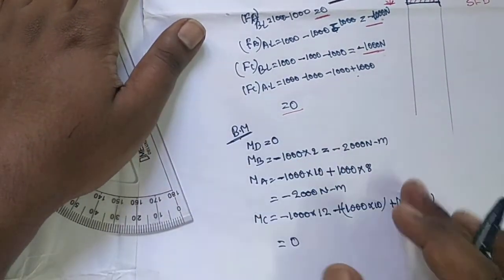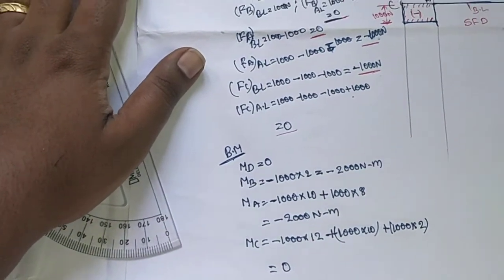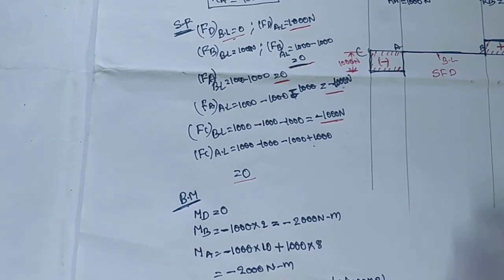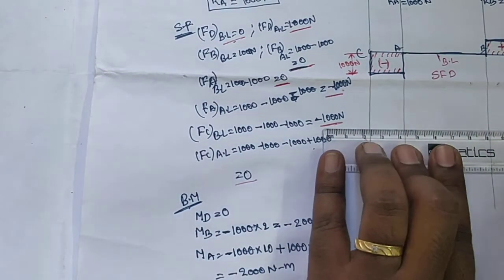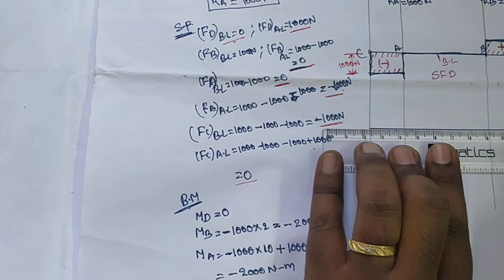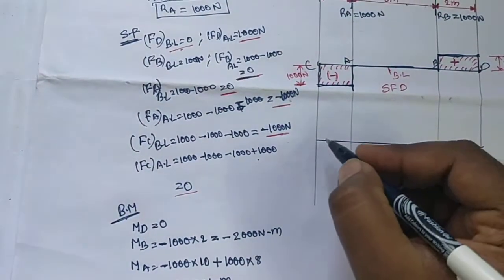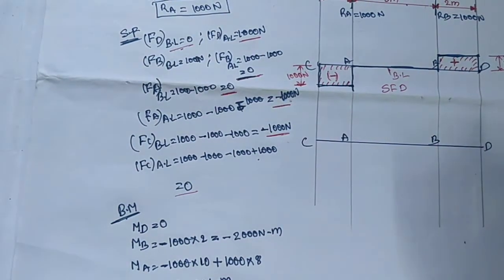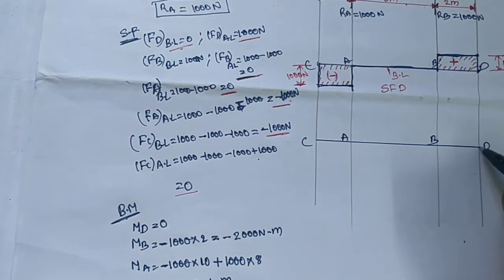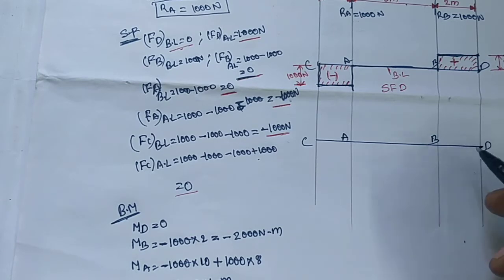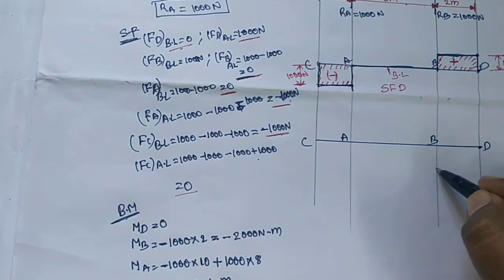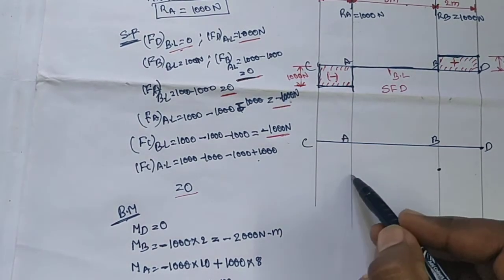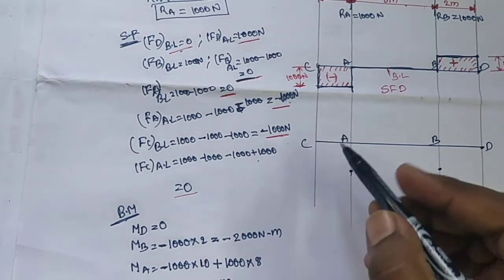By using these values, we need to draw the bending moment diagram. For this, we need to draw the baseline. Next, mark the points A, B, C, D. At point D, the bending moment value is 0. Next, at point B, the bending moment is minus 2000. Next, at point A, the bending moment is minus 2000. Next, the bending moment at point C is 0.